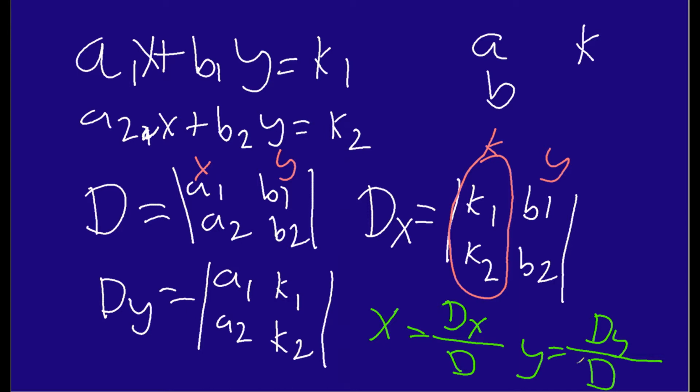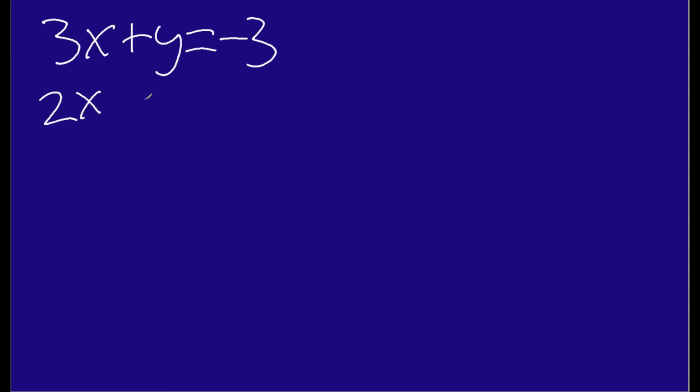Now, we've talked about this in a theoretical sense. Let's take a look at this in an actual example. Here is my system of equations: 3x plus y equals -3, and 2x plus 3y equals 6. Let me just point out what's happening here. These are my a coefficients.